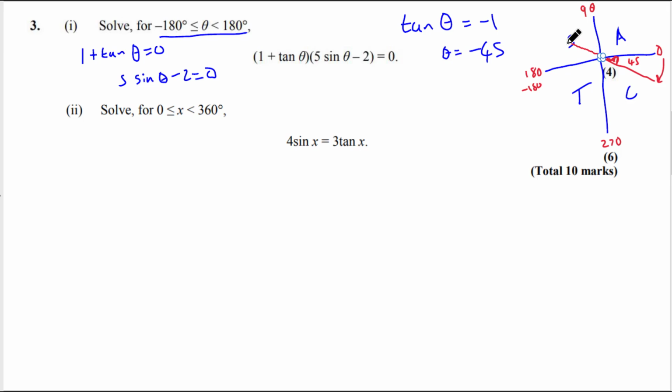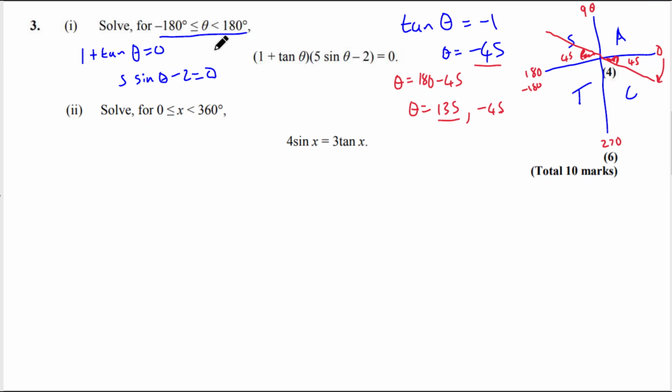So the next part is, we've got a 45 here, so the only other solution here would be 90 plus the 45, or 180 minus 45. You'll get the same answer. So theta also equals 180 minus 45, so theta equals 135. So those are your two solutions for tan here.